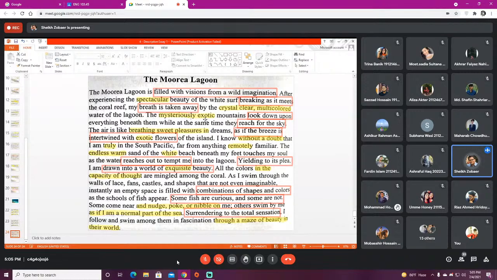Okay, so you already had the idea about the structure. Now today we have an idea about the content of descriptive essays. So hopefully it will help you.